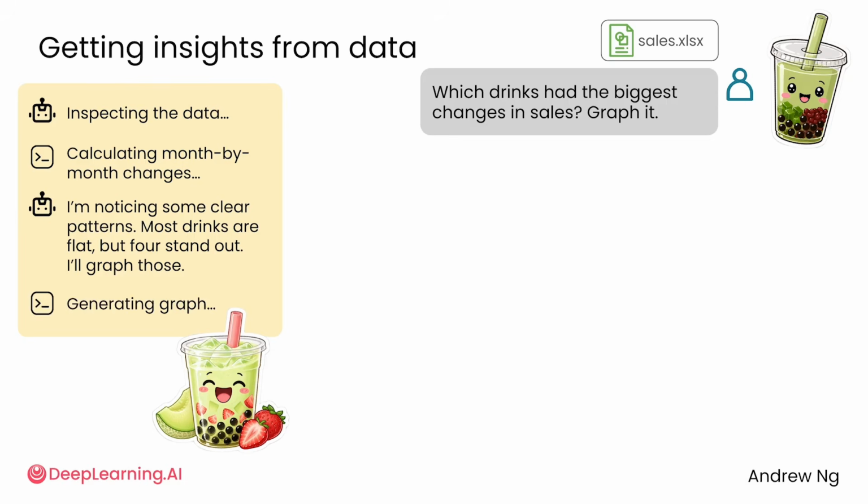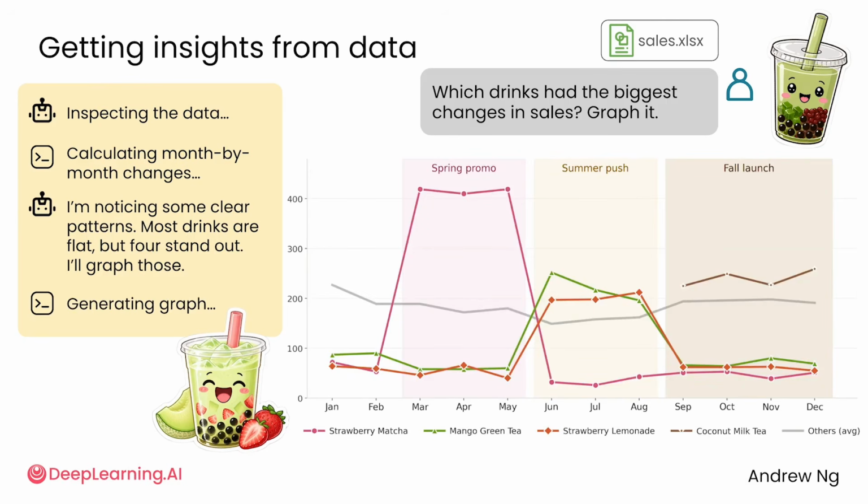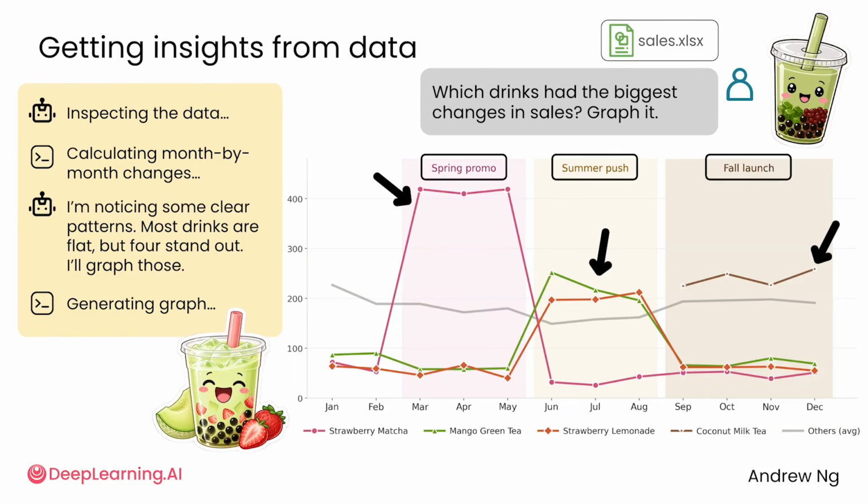Then it might generate a graph like this one. Time is on the horizontal axis and number of sales on the vertical axis, with each drink graphed in its own color. So the strawberry matcha took off in spring, mango green tea and strawberry lemonade in summer, and your new coconut milk tea did well in fall. It also added these colorful highlights to make these trends stand out. So in just a few minutes, you can get a highly useful graph like this.